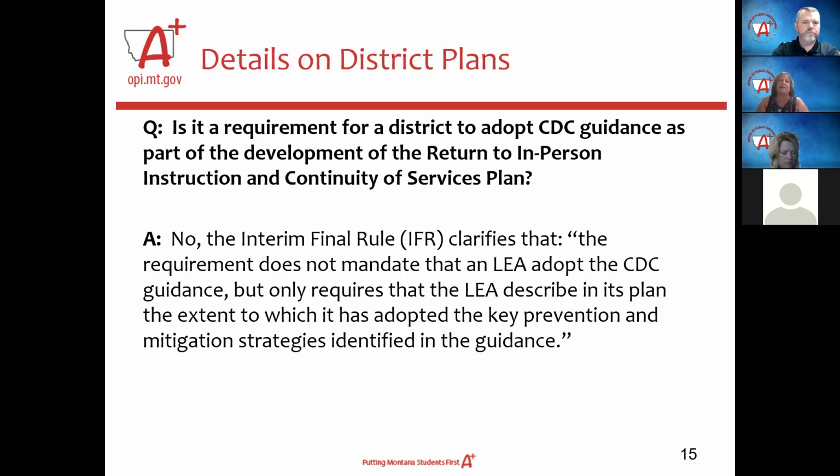Okay, is it a requirement for a district to adopt CDC guidance as part of the development of the return to in-person instruction and continuity of service plan? No, the interim final rule clarifies that the requirement does not mandate that an LEA adopt the CDC guidance, but only requires that the LEA describe in its plan, to the extent to which it is adopted, the key prevention and mitigation strategies identified in the guidance. So you can use the guidance as a tool, but you do not have to adopt it as your guidance.